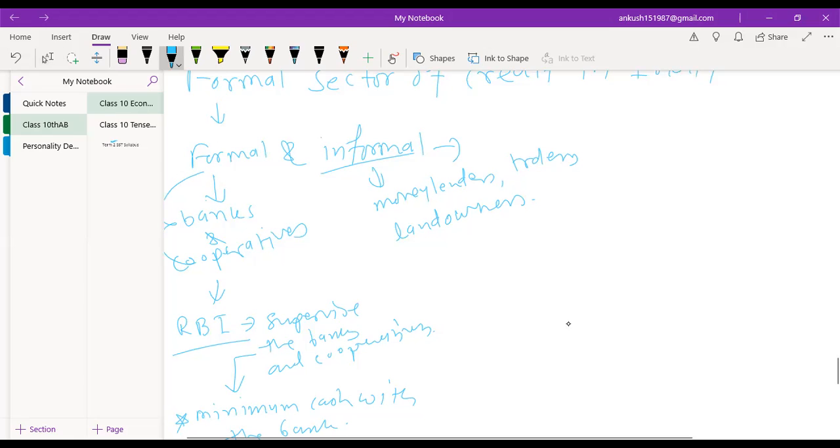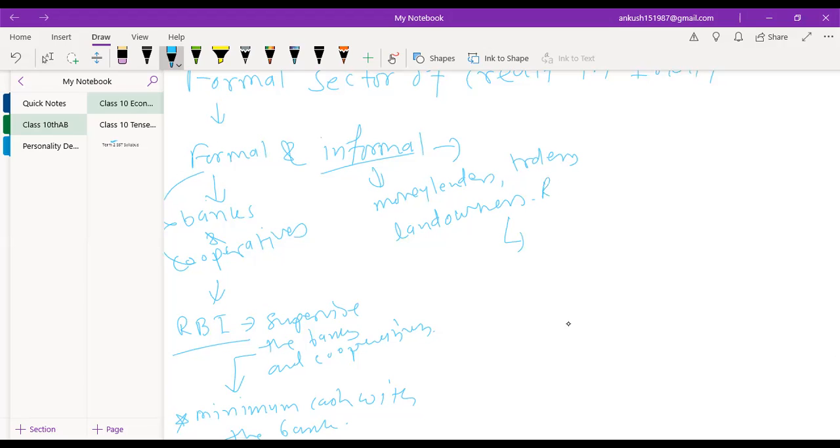Second thing, informal sector of loan. What happens over here? Actually, the money lenders, traders, and landowners, and the big bulls there. Big bulls in the sense who keep a lot of money with them. Understood? And these people are categorized into the informal sector.